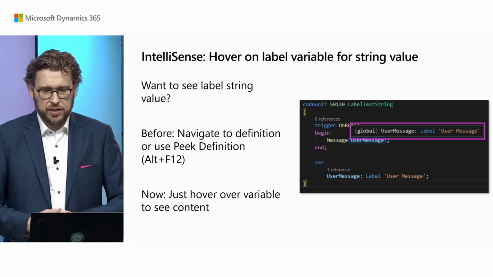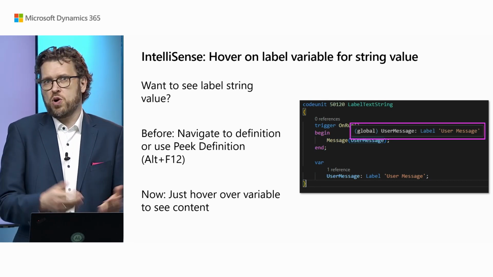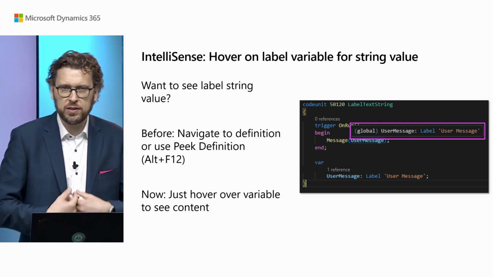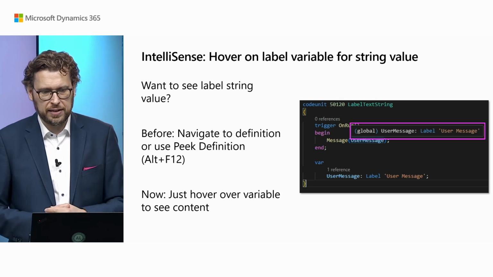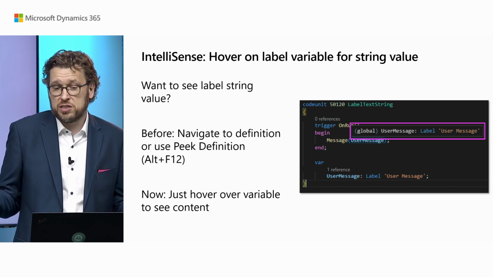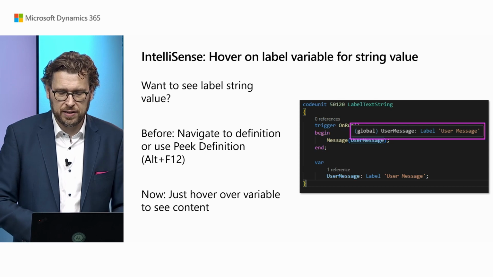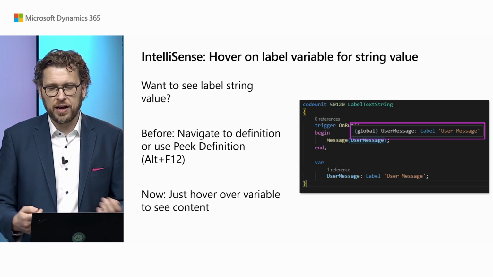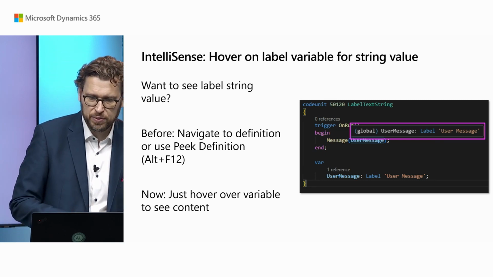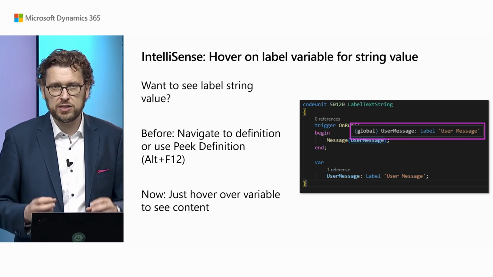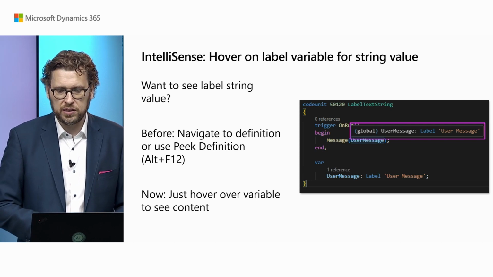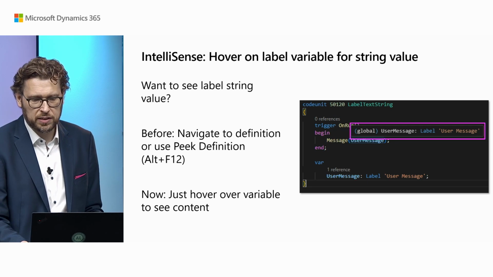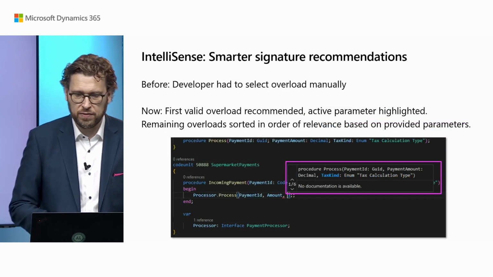Okay, another feature that we built is that if you're working with labels, you might be using them for user messages. When you are using that label variable, maybe you want to see what is inside that label. Instead of having to navigate to it or use peek definition, you can now just hover over it. In this example, you see that we hover over the user message in the message call, and you can see that the label value is user message. That makes it a little bit easier to see label values.